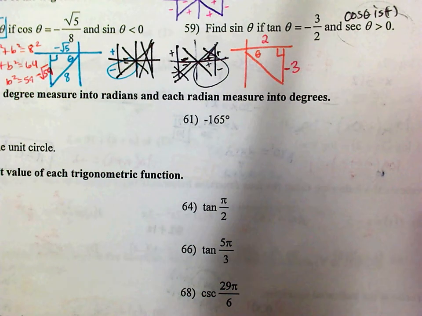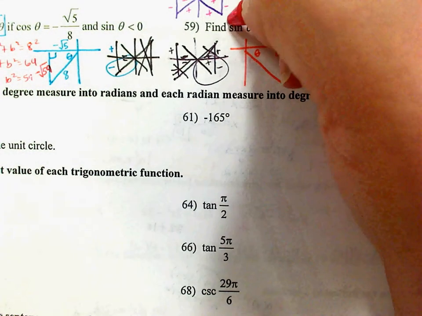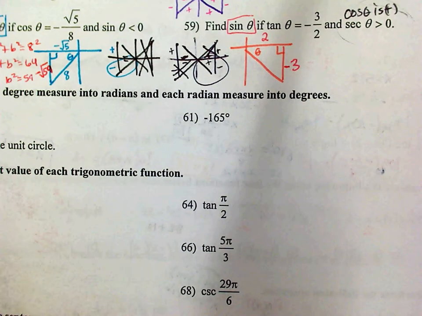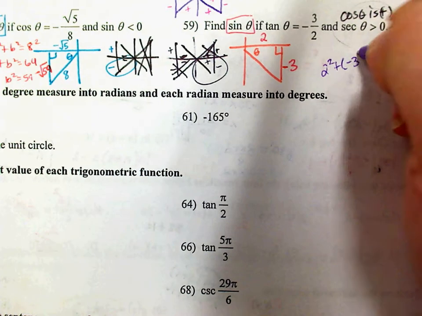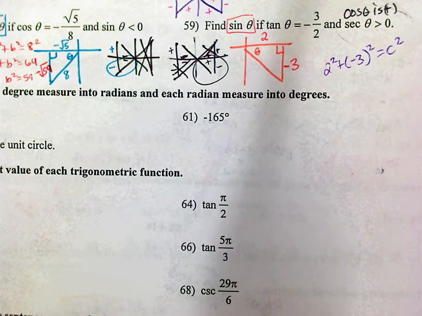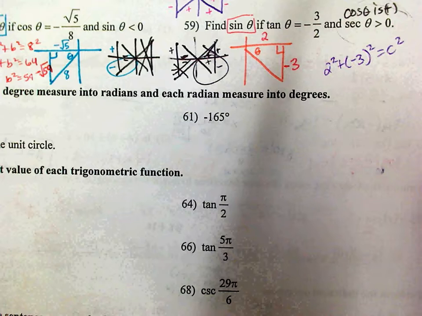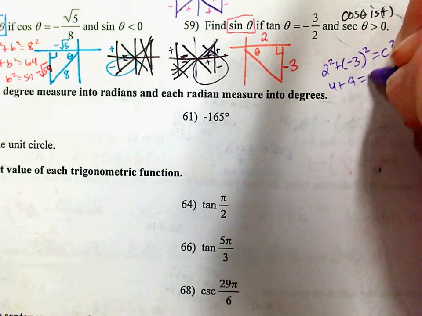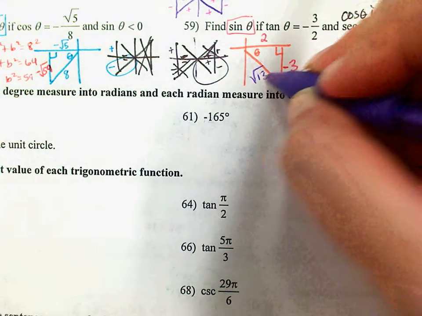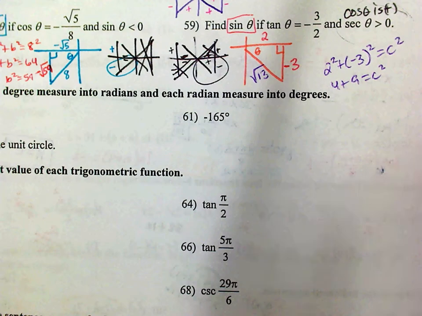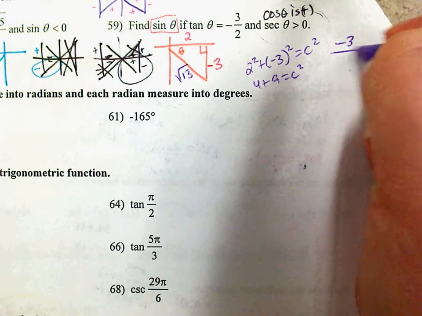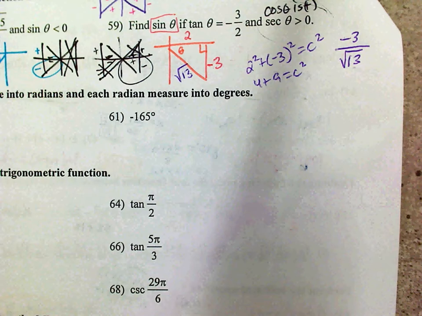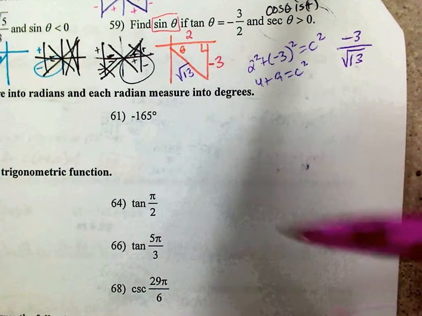Sine. Okay. Let's do Pythagorean theorem. 2 squared plus negative 3 squared equals c squared. 2 squared is 4. Negative 3 squared is 9. 4 plus 9 is 13. So this is the square root of 13. Sine is opposite over hypotenuse. Negative 3 over the square root of 13. So final answer? Negative 3 square root of 13 over 13.